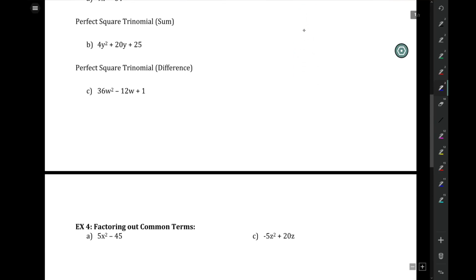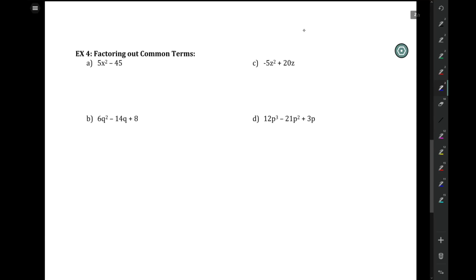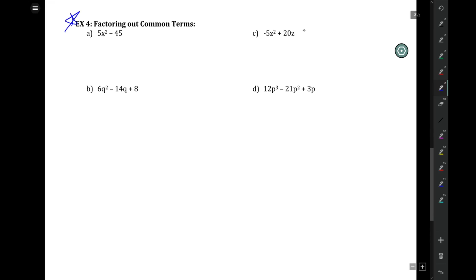But before you're finished, I would like to talk about example 4 here, factoring out common terms. And these are very easy. So always want to factor out common terms first. It's just very easy to do. So you look, what do they have in common? A 5 and a 5. So you want to bring it out front, leaving you with x squared. So it's like reverse distributing. And leaving you with 9.